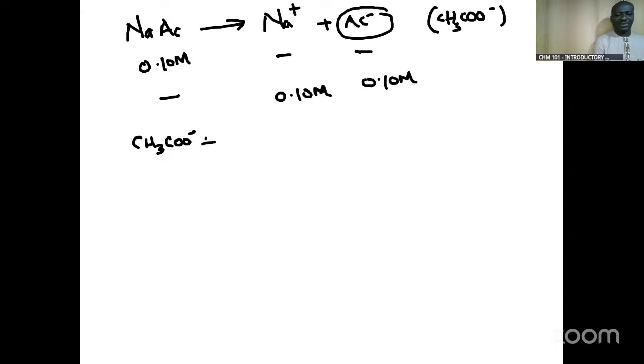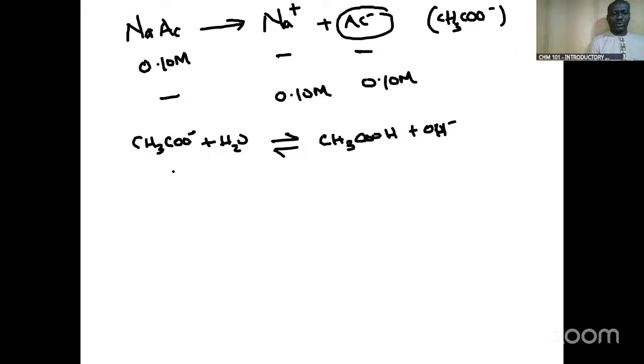For the hydrolysis of acetate ion, acetate ion is now a base because it's the conjugate base of an acid. So it picks up a proton from water to become acetic acid plus OH minus. It is the presence of this OH minus that makes the solution basic.